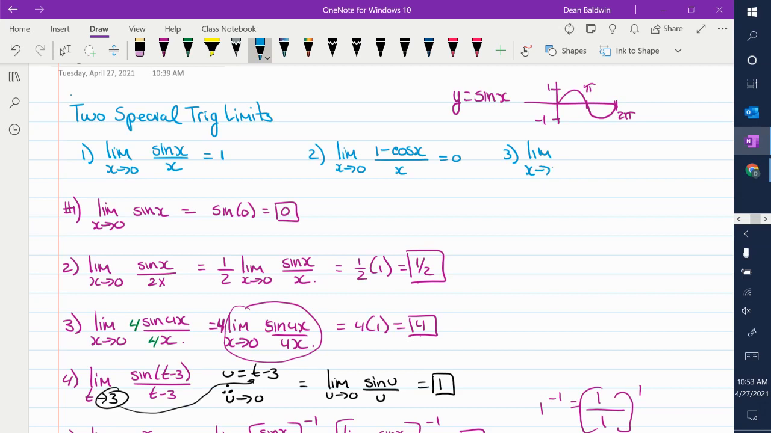The limit as x goes to 0 of x over sine of x is equal to 1 as well. These two are just reciprocals of each other, but it's accepted. So if you get something like this in your limit, you can just write 1. You don't have to go through what I just did.